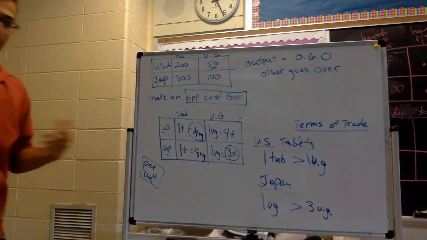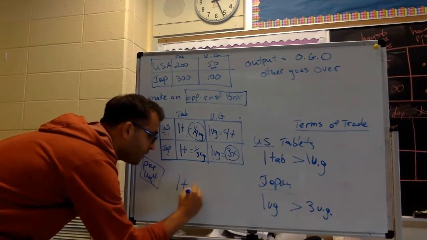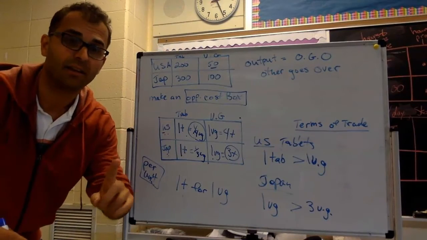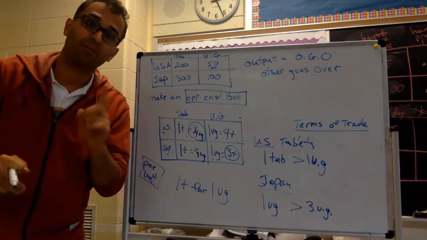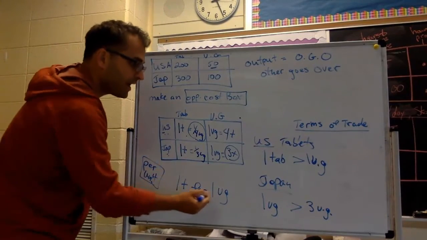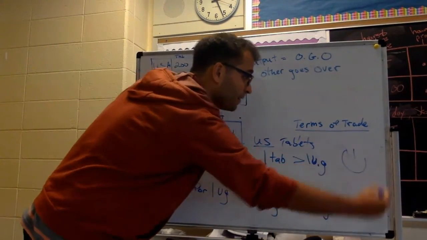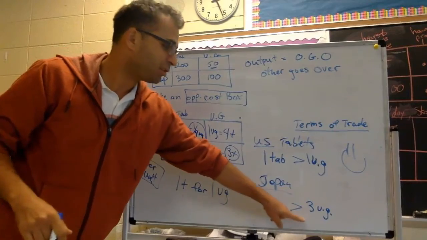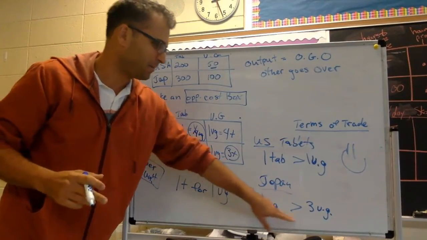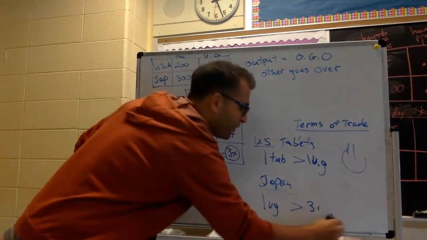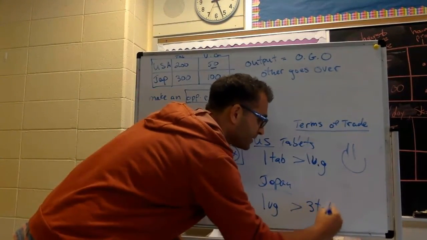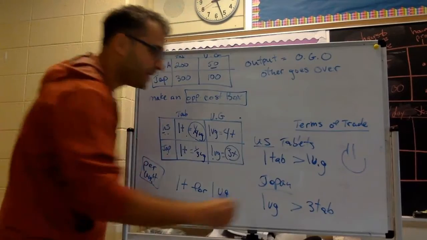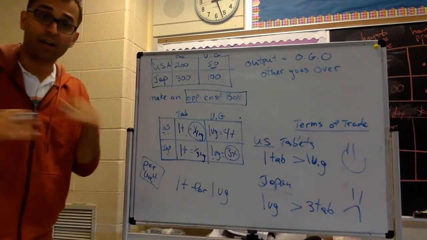Okay? So the question was, is 1 tablet for 1 video game acceptable for both countries? And the answer is no. It's not acceptable for both countries. Because a 1-to-1 trade works for the US, that's supposed to be a smiley face, very happy. But Japan says, wait a minute, 1 video game, I can make 3 tablets on my own. Why would I trade 1 video game for 1 tablet when I can make 3 on my own? It makes no economic sense. It's not in their self-interest. So Japan is going to, sad face, say no.